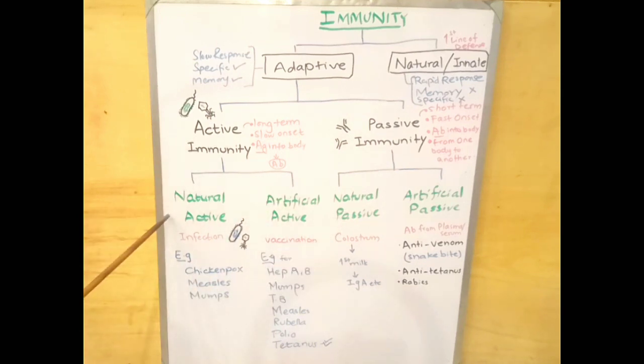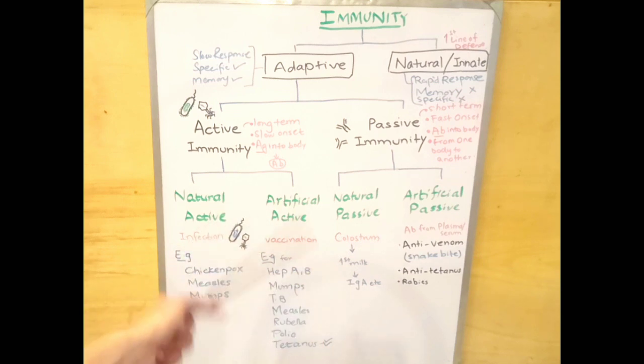In the case of active, the natural active subtype is induced when we are exposed to the environment. When pathogens from the environment enter our body, in case of infection by the pathogens, these pathogens and their components have antigens in them. When they enter our body, the antibodies are synthesized by our body. Examples include chickenpox, measles, and mumps. These are all agents that, when they enter your body, cause our body to synthesize antibodies against them.